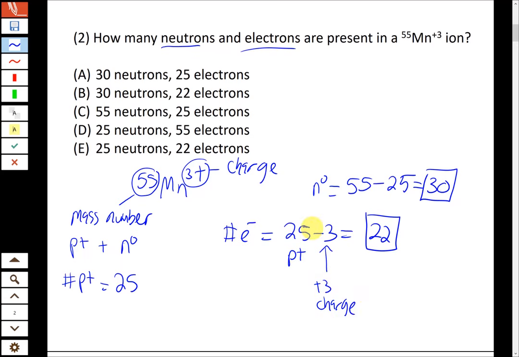In this case, we're subtracting from the number of electrons, so that's how we get 22. So 30 neutrons, 22 electrons, that would be choice B in this multiple choice question. Most problems would probably have you just do one of those two, but again, it's good to look at both of them.